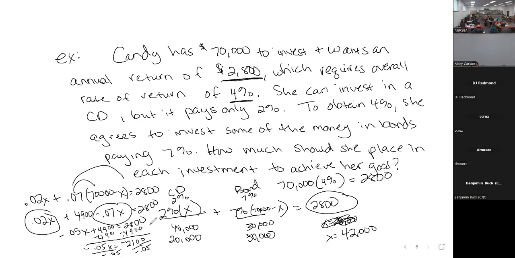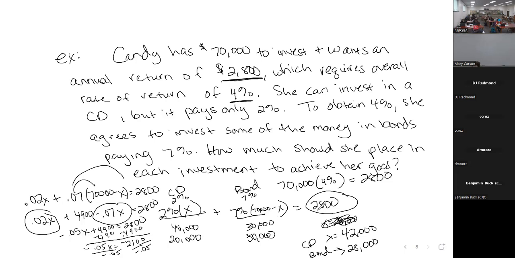Okay, so 42,000 would go into the CD, and therefore, how much would go into the bond? So this is the CD. You would take the 70,000, subtract the 42,000, and that would be the 28,000. That's where I got that earlier. And if you add these two together, they give you the 70,000, and it also gives you the 2,800: the 2% of this and the 7% of this will give you the 2,800. Any questions on this one? A little bit more complicated money problem.